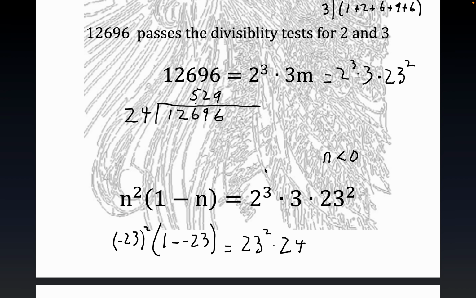And you see, we didn't have to do any, quote, big calculations down here because it all happened up here. So this part right here is 24. 2 cubed times 3 is 8 times 3, which is 24. And so it works out. We get minus 23 is the solution. n equals minus 23.